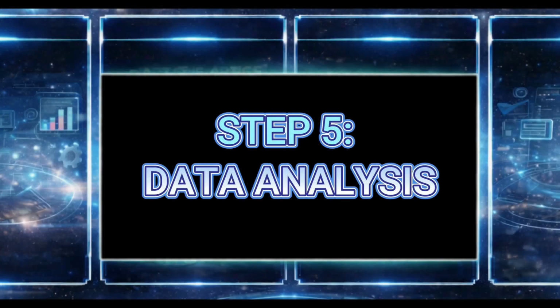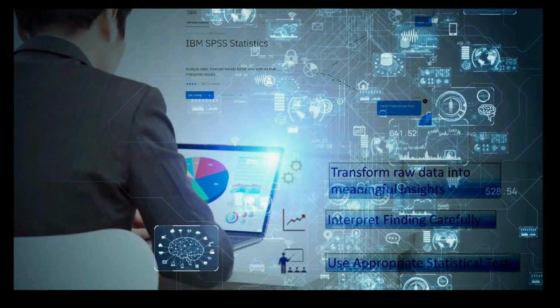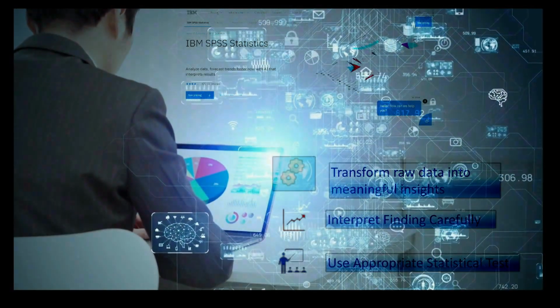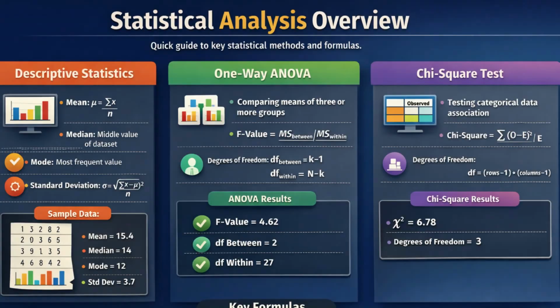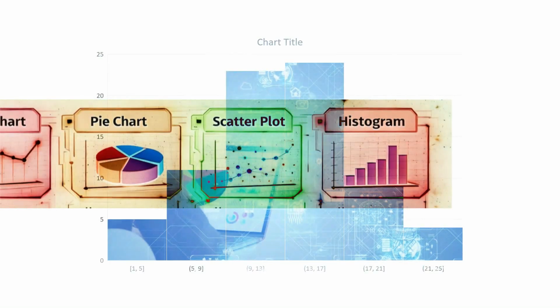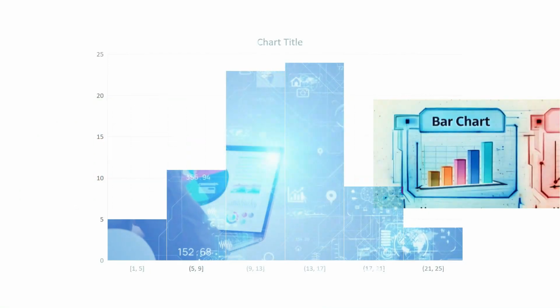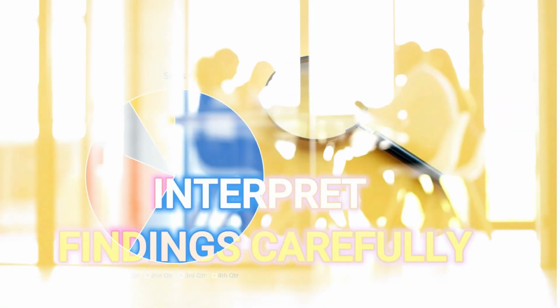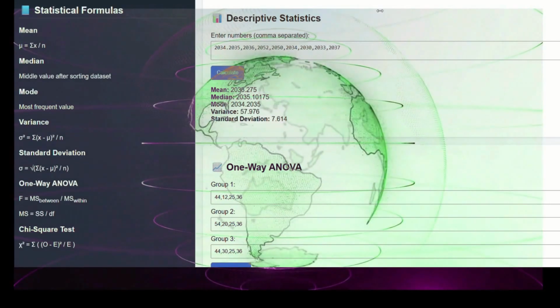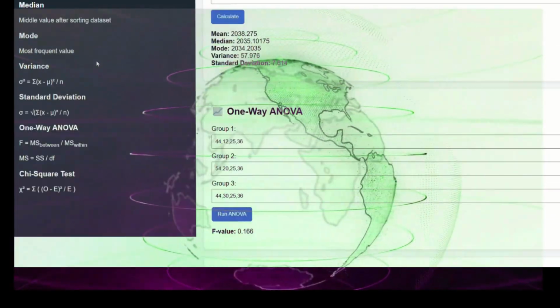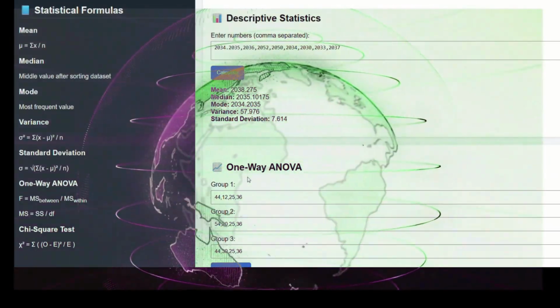Step 5: Data analysis. Transform raw data into meaningful insights. Use appropriate statistical tests. Create clear tables and graphs. Interpret findings carefully. Avoid exaggeration. Let the data speak for itself.